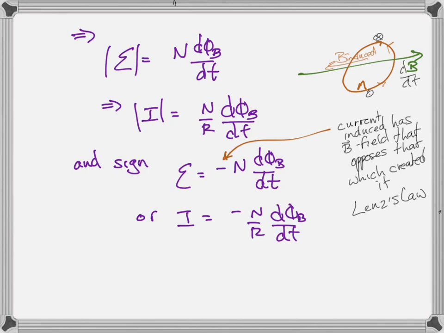And the minus sign sort of makes sense, because if the induced current was in the direction such that it enhanced the magnetic field, it would really go against energy conservation, and so it should oppose it. It should try to push back on the change that's creating it.